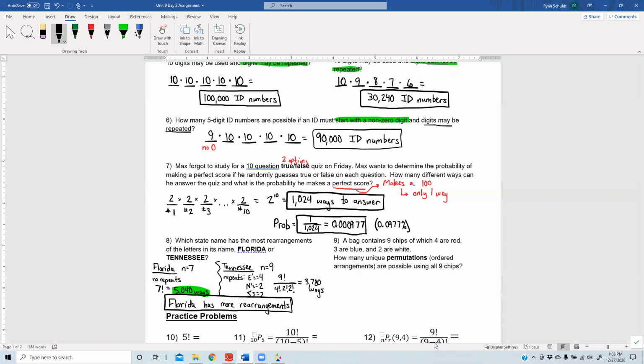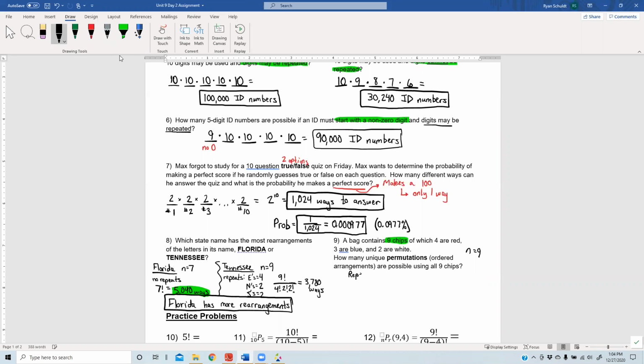Okay, last one, and then we're done with the guided practice. So a bag contains 9 chips. That means there's 9 total chips, or we can say N equals 9. 4 are red, 3 are blue, and 2 are white. How many unique permutations are possible using all 9 chips? So we're ordering them. Well, they have repeats. Each red chip looks the same. It's a red chip. So there's 4 repeats for reds.